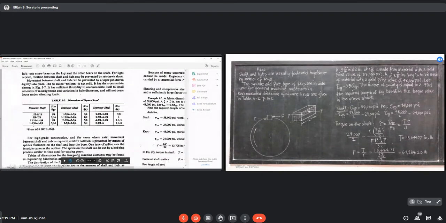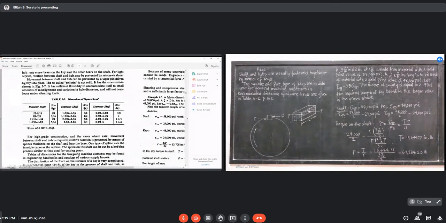Okay? Table 3-2, where the key size is given correspondingly to the shaft diameter. And you will notice it is in the English system, inches. From a shaft diameter of 1.5 to 9/16, your key is 1/8. All of these are in inches, no?